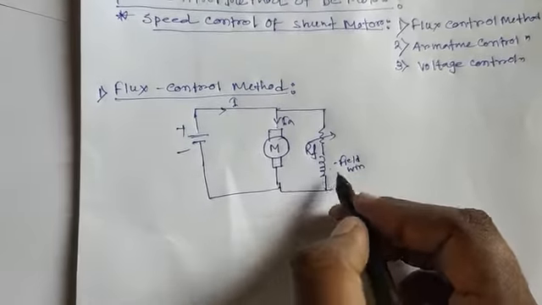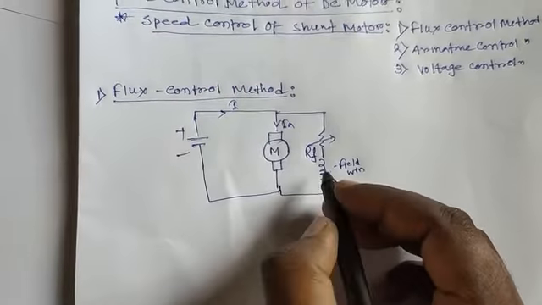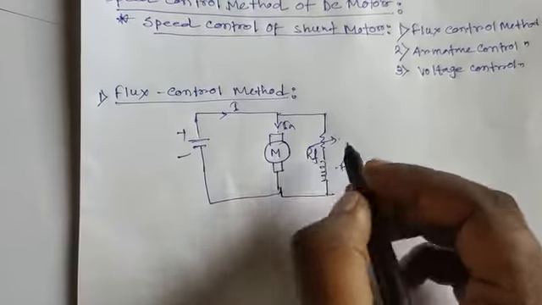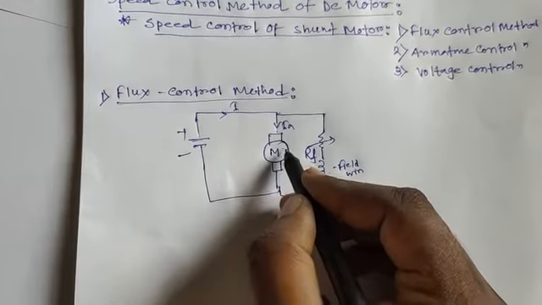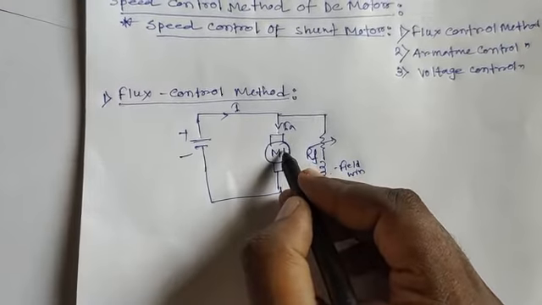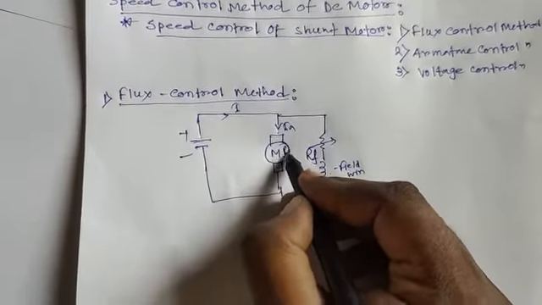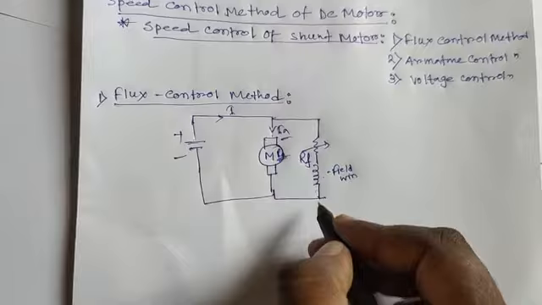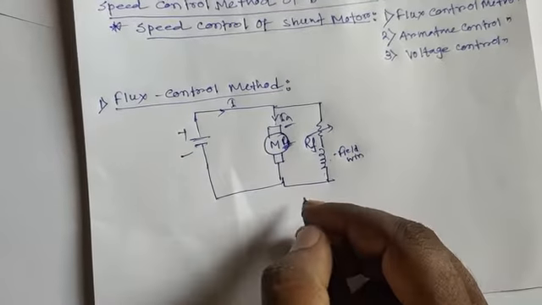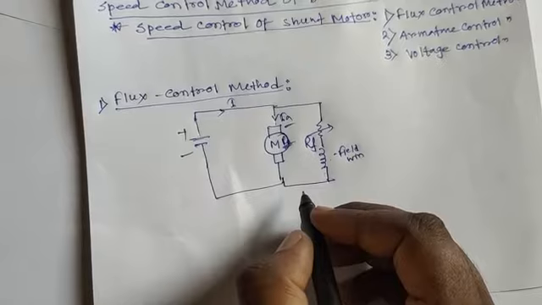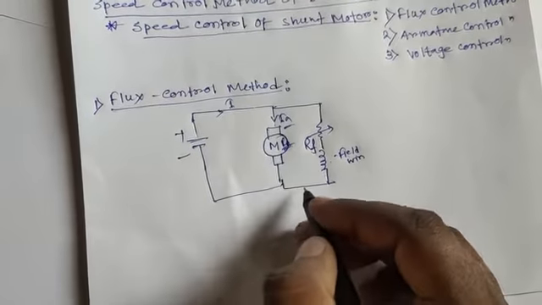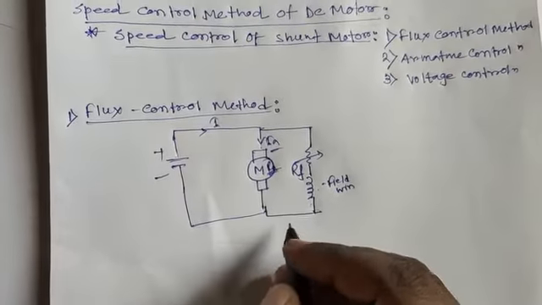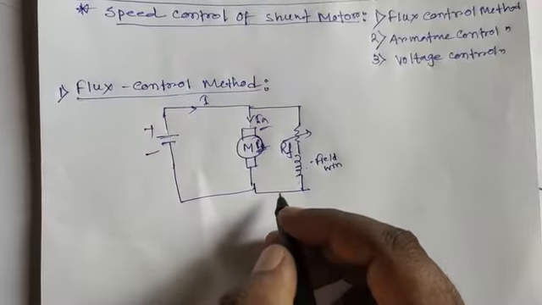In shunt motor, the field current is relatively very small. That means the I square R losses, the voltage drop or I square R drop, are small. Therefore its relative I square R losses is small, and therefore this method is quite efficient. So speed can be increased above the rated value by reducing the flux with this method.